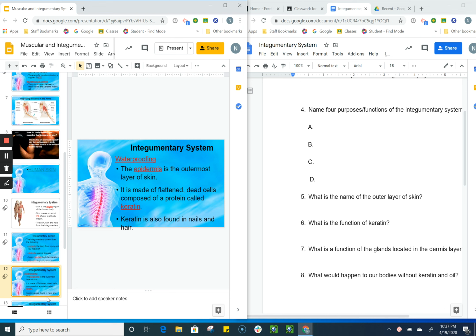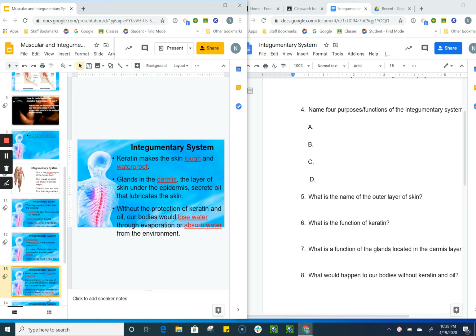The outer layer of skin is called your epidermis. And because of the keratin in it, it's a protein. It helps to provide waterproofing for the body. So the function of keratin is that it helps provide a waterproofing substance to keep the skin from drying out and to keep too much water from coming in. So the keratin makes the skin tough and waterproof.